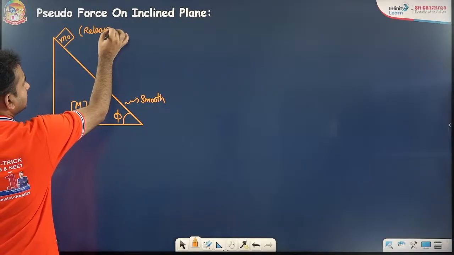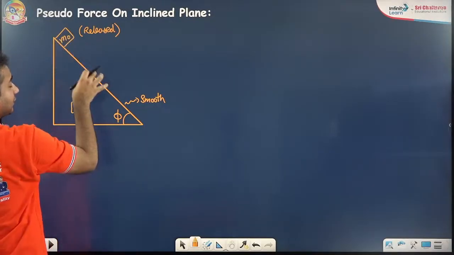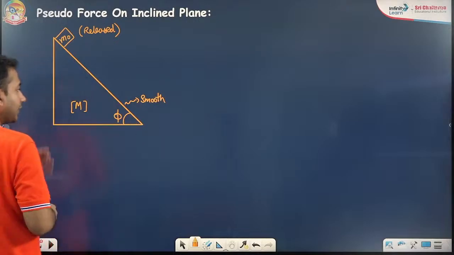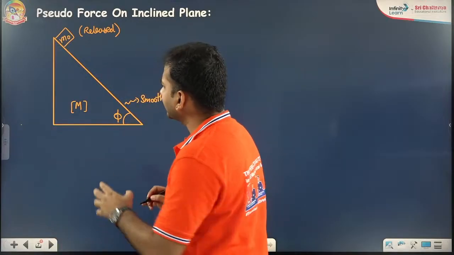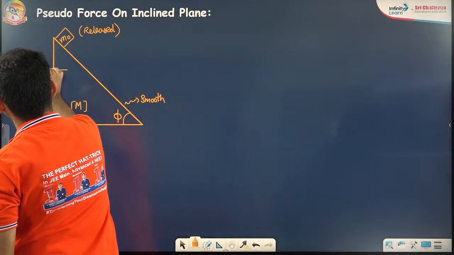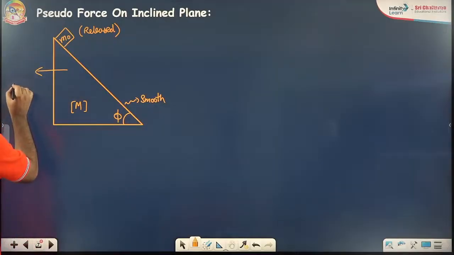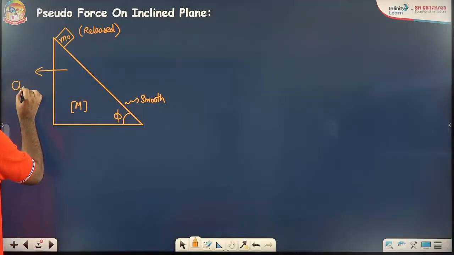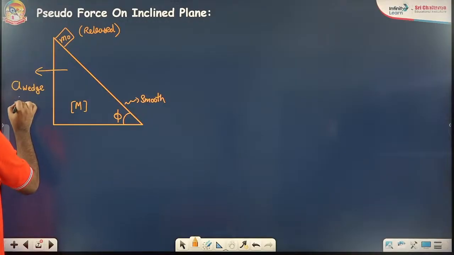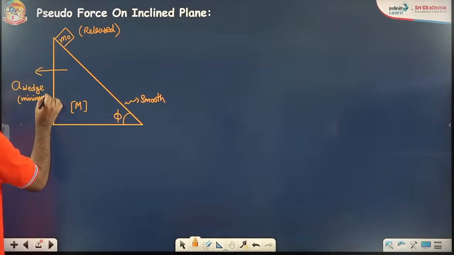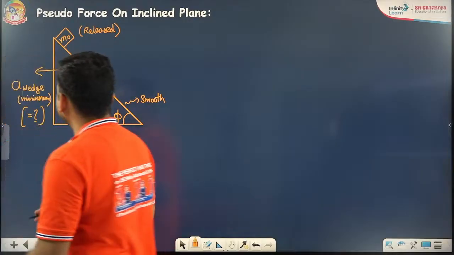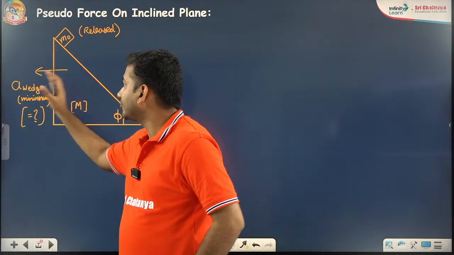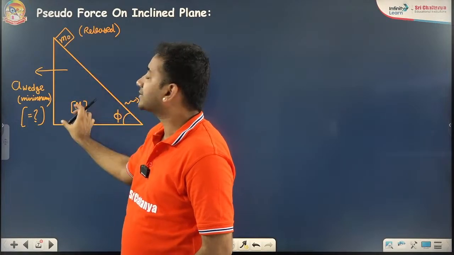In our last discussion of conservation of momentum, I told you that the block will keep coming forward and downward, and the wedge will keep coming back. So the situation is that if you accelerate this wedge with some acceleration, they are asking you the minimum value of the acceleration of the wedge, with what minimum acceleration you will move it in this direction, such that the block falls in free fall.